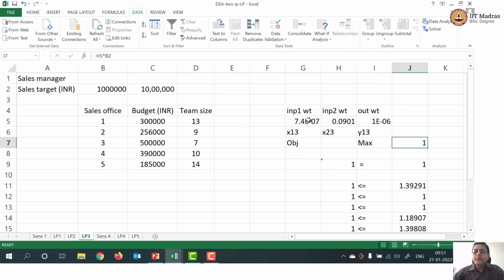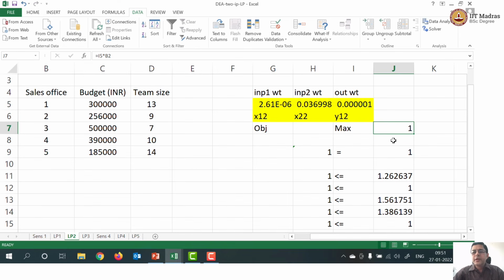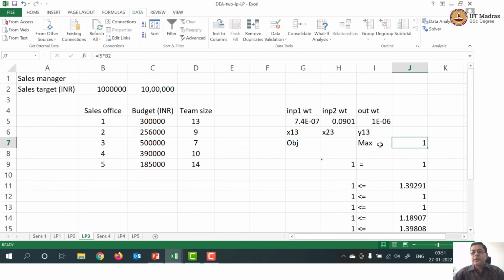Now, therefore, I have to call DMU 3 also an efficient DMU, as efficient as DMU 2, because DMU 2 was also quoting an efficiency of 1. DMU 3 is also able to quote an efficiency of 1, an objective function of 1.